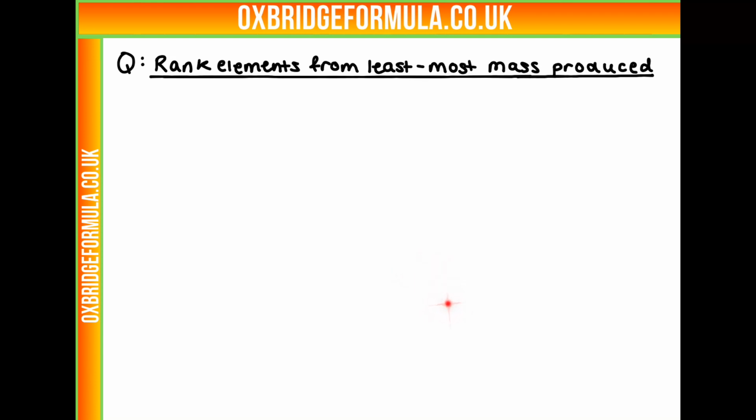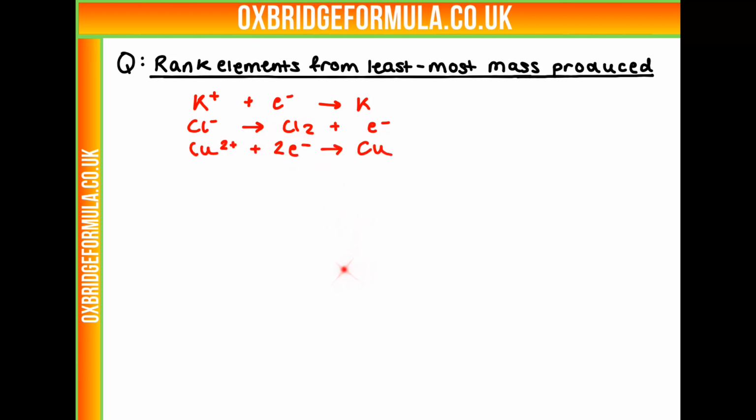If we start with potassium, what is the equation in electrolysis for the formation of potassium? So we'll have a potassium ion with one electron coming together to make potassium. For chlorine, it's going to be the chloride ion. It's going to lose an electron, and we're going to form our chlorine. But remember, it's Cl2. It's a diatomic molecule. And for our copper, we have a 2+ ion, and it's going to have 2 electrons added to it to form copper.